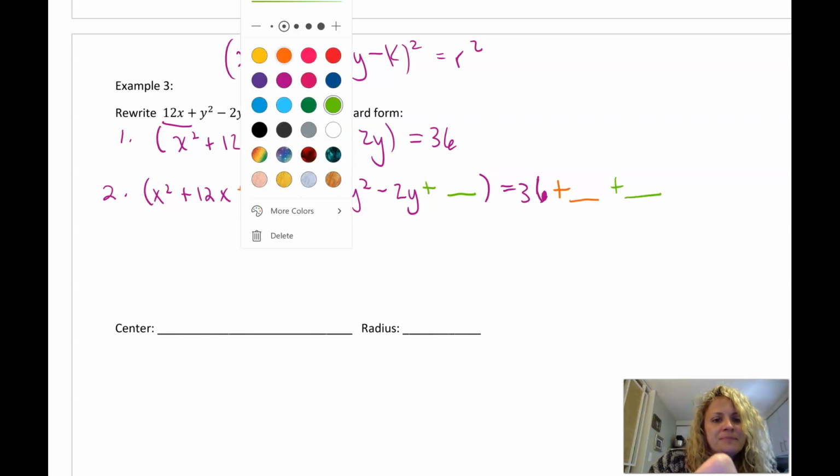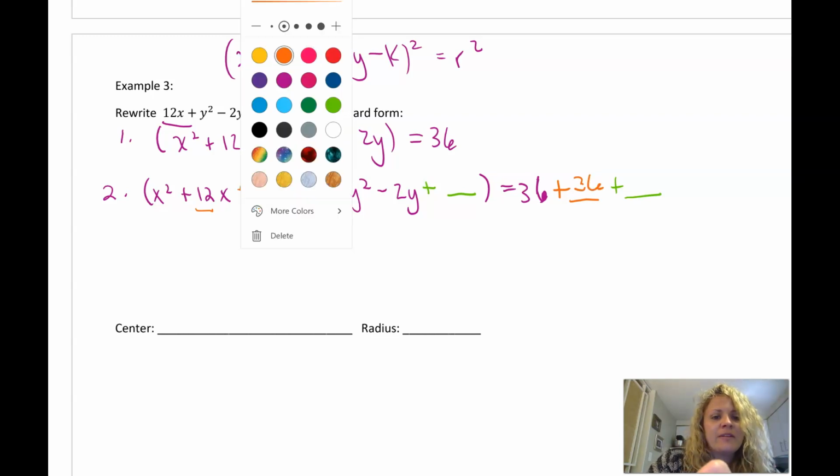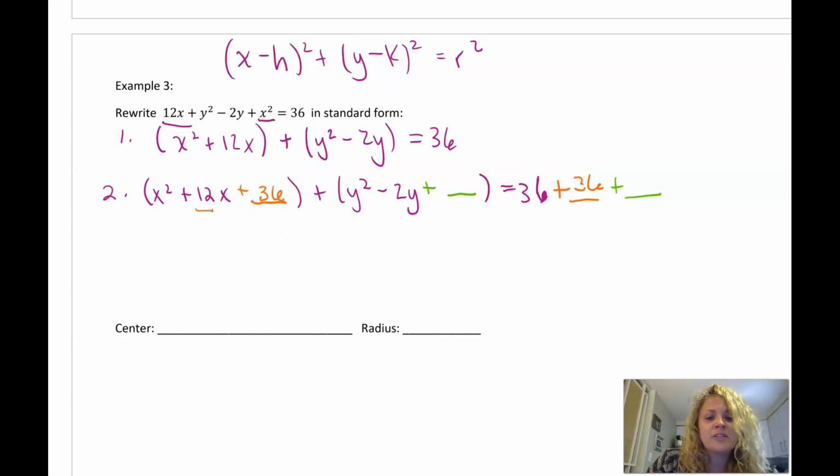All right, so let's figure it out. When we complete the first square, x squared plus 12x, we're going to take that 12, cut it in half. Half of 12 is 6. Square that. 6 squared is 36. So we're going to be adding another 36 to both sides of the equation. And then for the next expression, if I take this -2, cut it in half, I get a -1. Square that, that's a +1. So we're going to add a 1 to both sides. All right, that's the hard stuff.